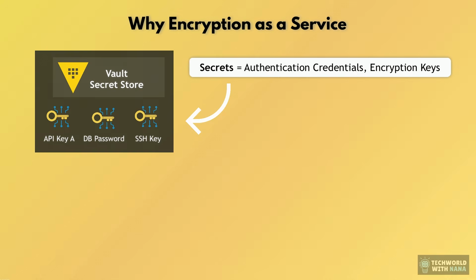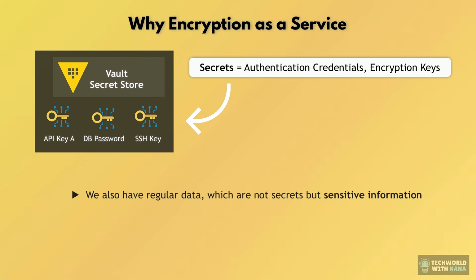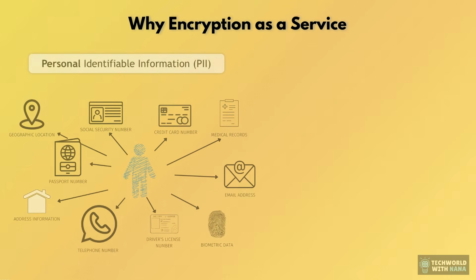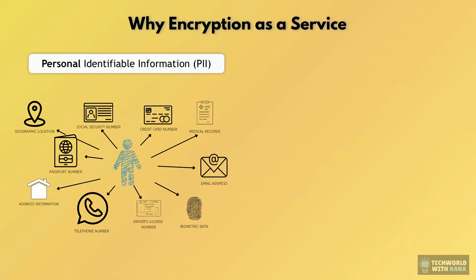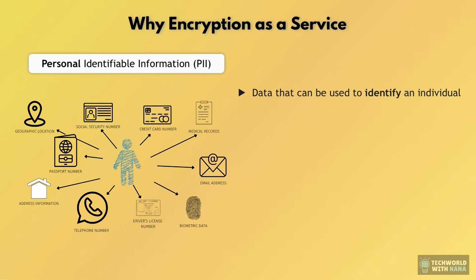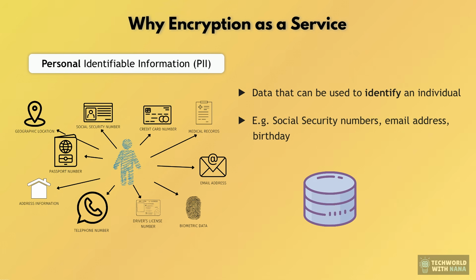Now, apart from the actual secrets, we also have regular data which are not considered secrets but still need to be protected. These are personal data of our users, also called PII or personal identifiable information, which basically means information that you can use to uniquely identify someone. And lots of applications store your personal information, right? Your birthday, email address, phone number, maybe social security number, and so on.